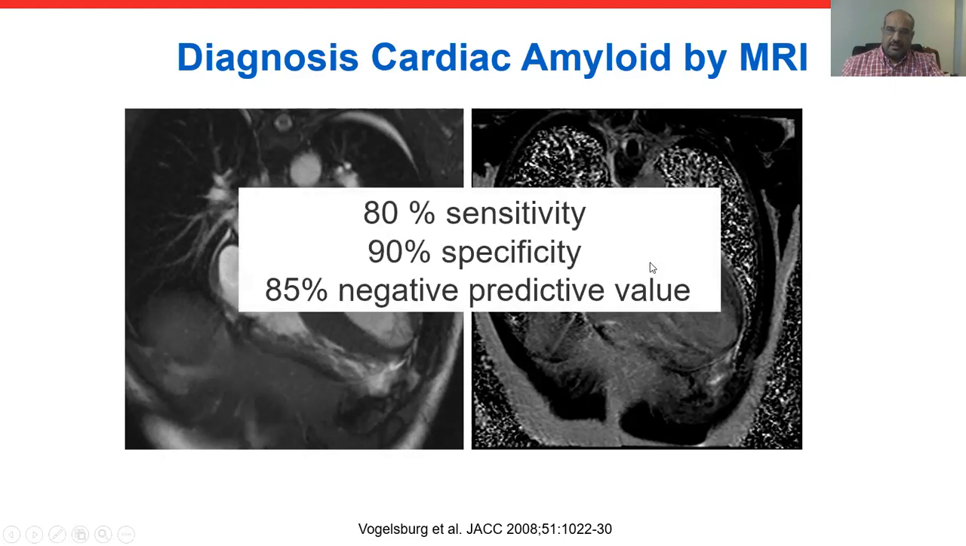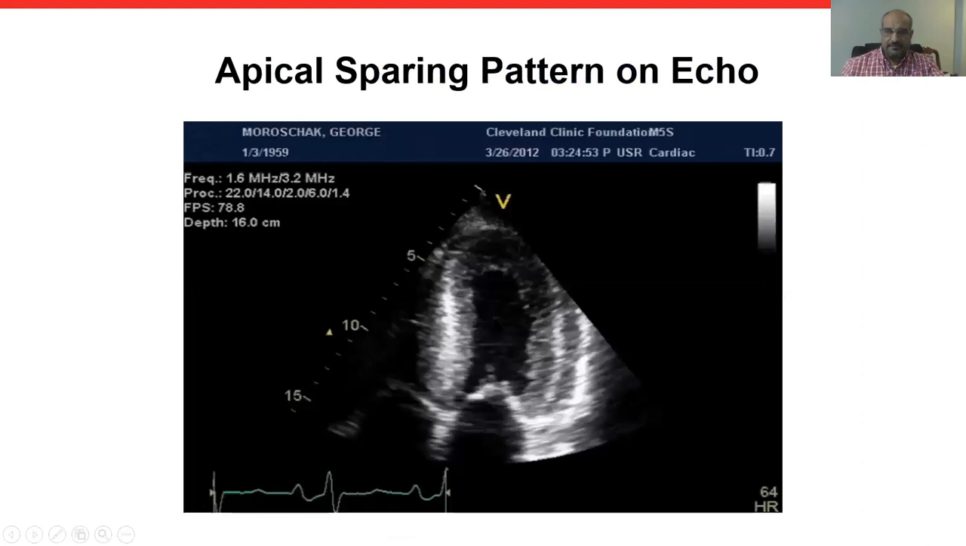The specificity is around 90%, but the sensitivity is around 80%. So not every amyloid patient will have a positive scan by MRI. The negative predictive value is around 85%.